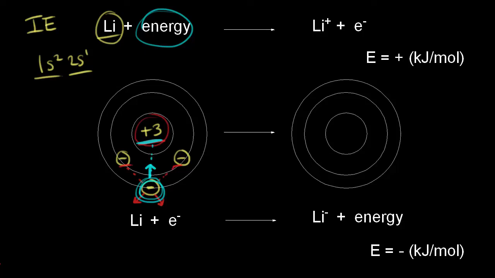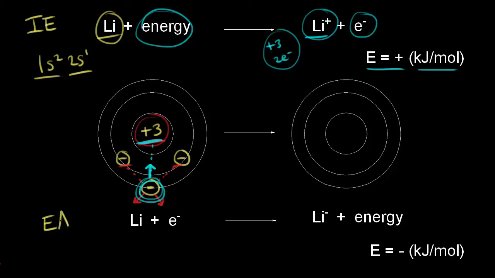If we pull away that outermost electron, we lose our valence electron and we're left with a lithium ion with a positive 1 charge, because we still have 3 protons, but only 2 electrons now. Since this ionization takes energy to rip away the electron, the ionization energy is positive and it's measured in kilojoules per mole. Let's compare that with electron affinity.